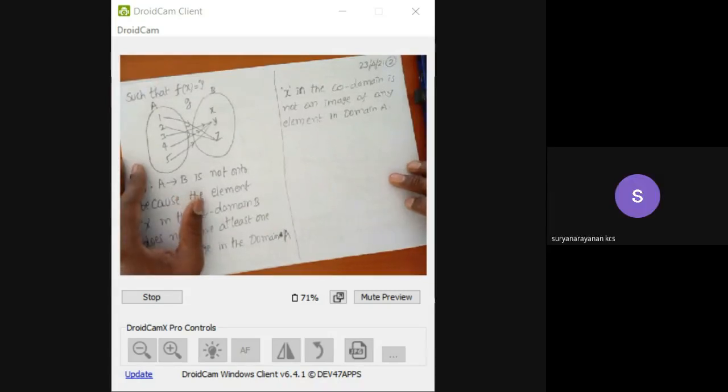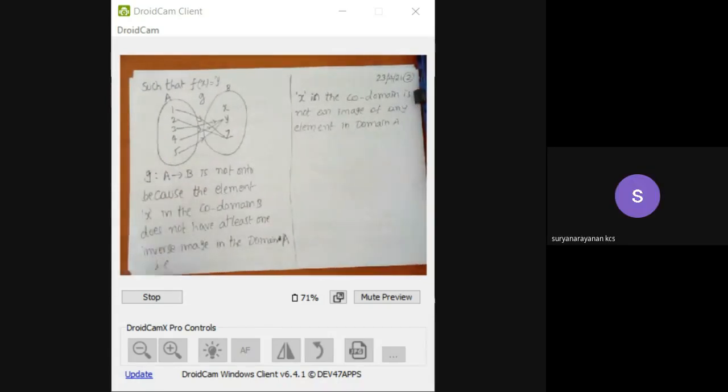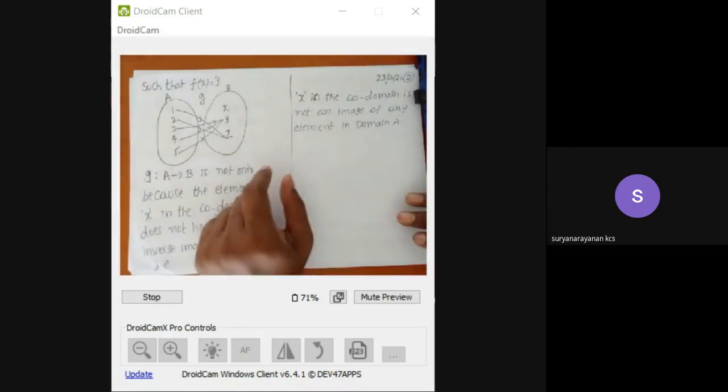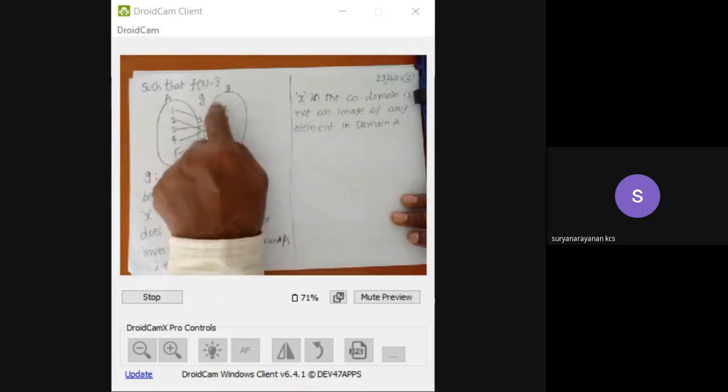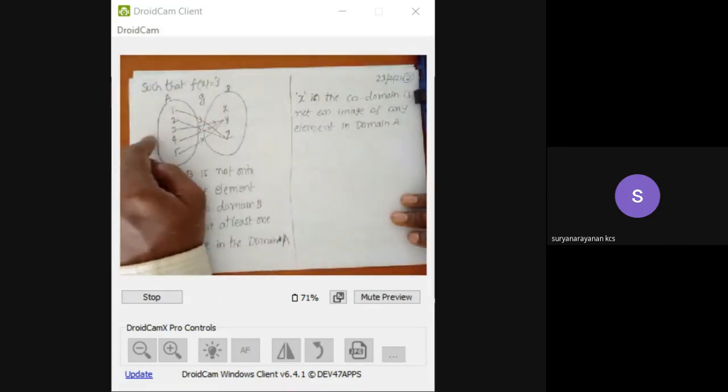So, this is the main condition. Every element in the codomain should have at least one preimage.